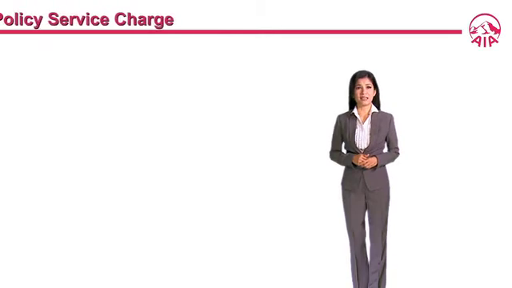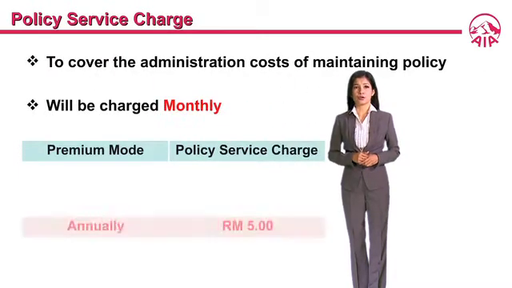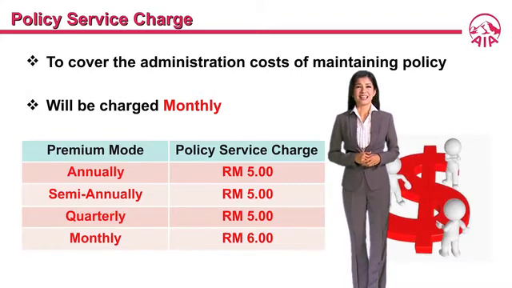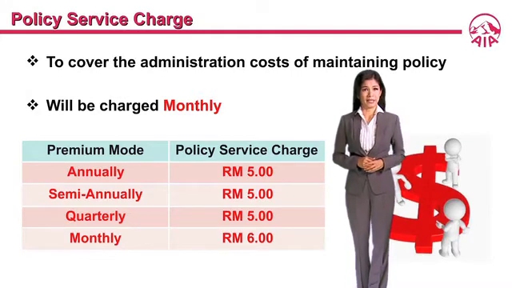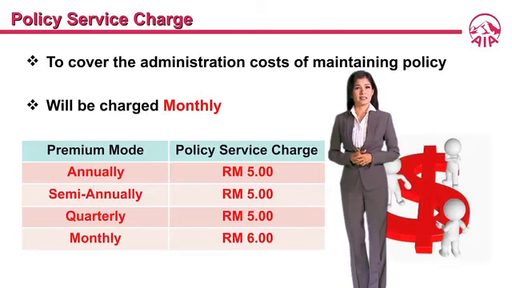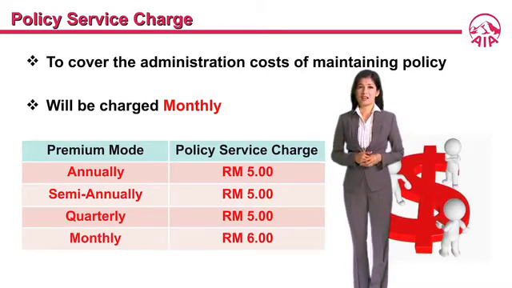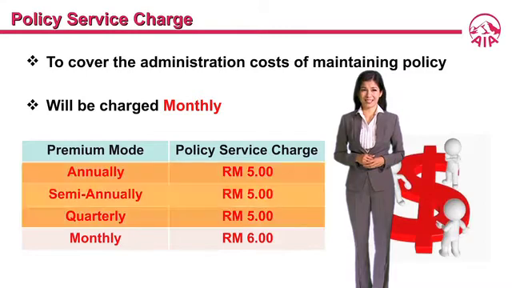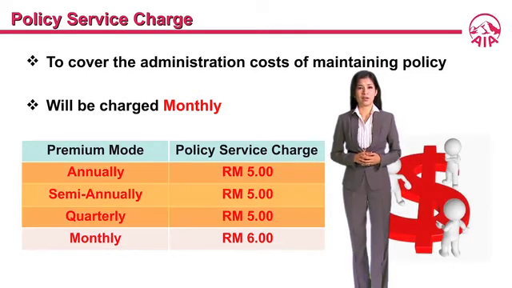There is a monthly policy service charge for AIA Life Link to cover the administration cost of maintaining the policy. These charges will be charged monthly. Kindly note that the service charge will differ depending on the premium mode. If the policy owner chooses to pay premium monthly, the policy service charge will be 6 ringgit every month. However, if the policy owner decides to pay premium quarterly, semi-annually or annually, the policy charge will be 5 ringgit per month.